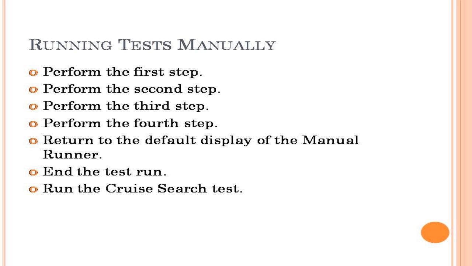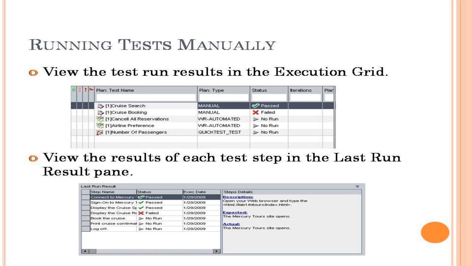13. Run the cruise search test. In the Execution Grid tab, select the Test Cruise Search and click the Run button. The Manual Runner opens. Perform the steps for the test as you did for the cruise booking test, but this time pass each step. 14. View the test run results in the Execution Grid. Following the execution of your tests, you can view the test run results of your last run in the Execution Grid. Note that the test run status for the cruise booking test is updated from No Run to Failed, and the test run status for the cruise search test is updated from No Run to Passed.